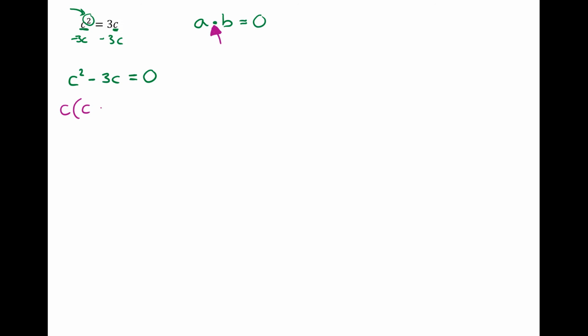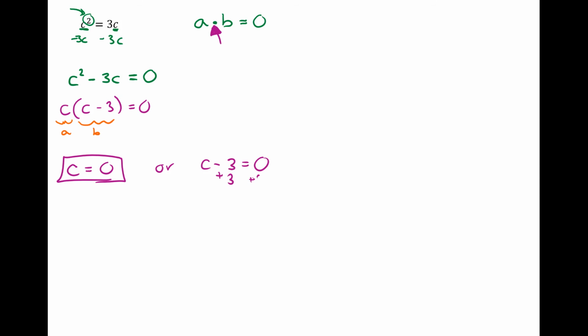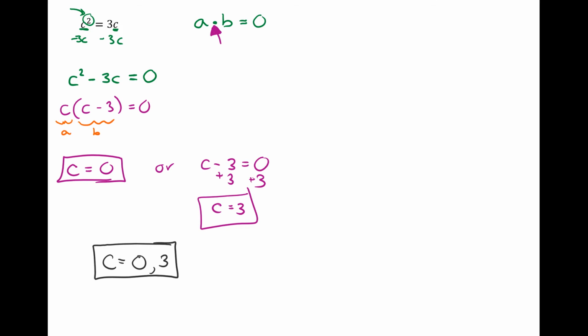And I'm left with c times c minus 3 is equal to 0. I now have two things being multiplied together and equaling 0. So I can think of those as the a and the b. That means by the zero product property, I can take each factor and set it equal to 0. So c equals 0 or c minus 3 is equal to 0. Well, this one's already solved for me. Over here, I'll add 3 to both sides, and I'll get c is equal to 3. So the solution is c is equal to 0 or 3. Either of those values for c will work.